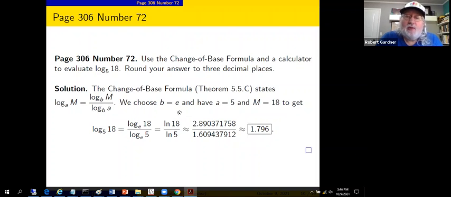So you could choose anything you want for the base on the right-hand side as long as it's positive and not 1. Use E because there's a button on the calculator. Use 10. There's a button 10 on the calculator as well. You'll get the same ultimate answer.